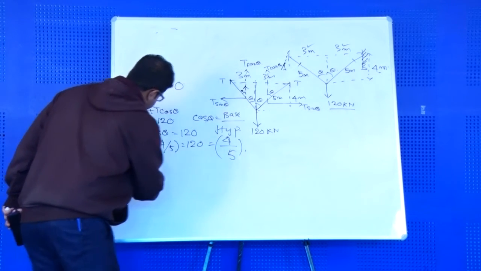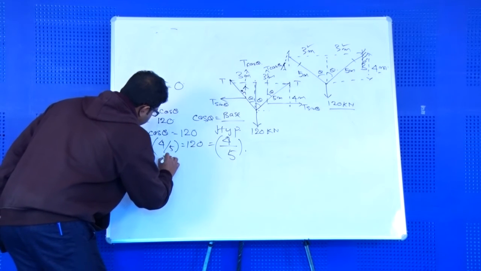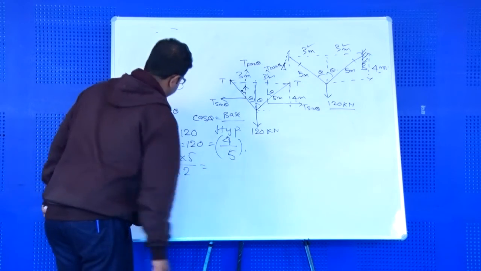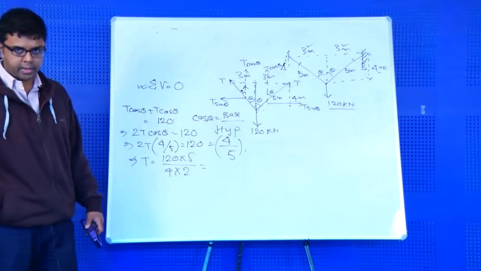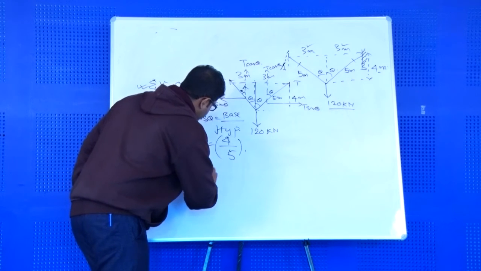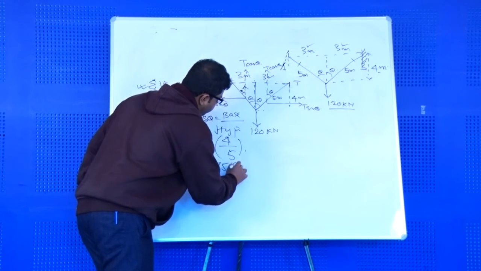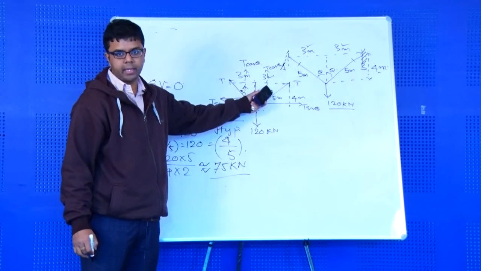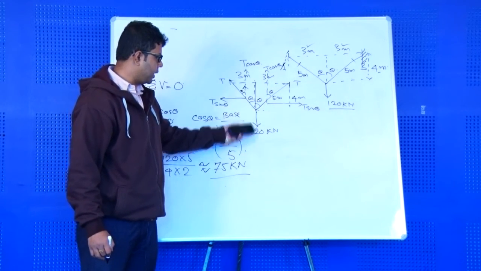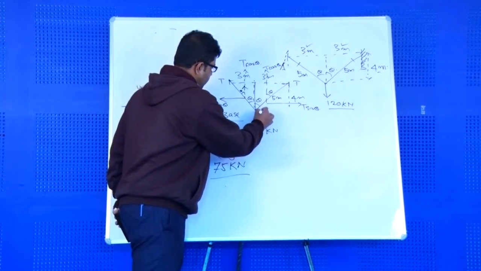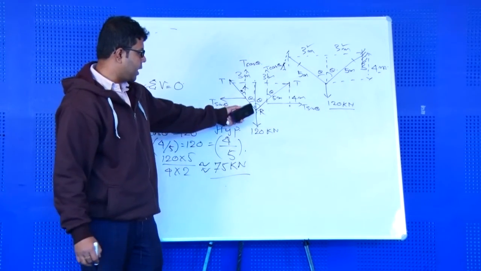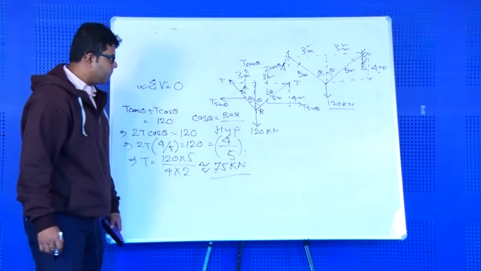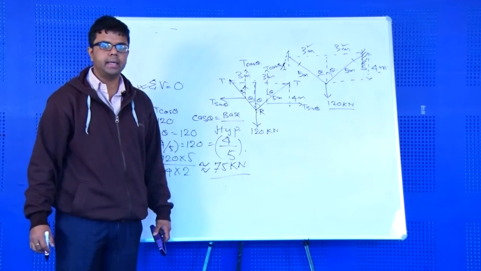So 2T times 4 by 5 equals 120. T will be equal to 75 kilonewton. So the tension in the two segments of the cable due to the point load at R is 75 kilonewton, and this is the most important parameter of the cable, that is, to find the tension.